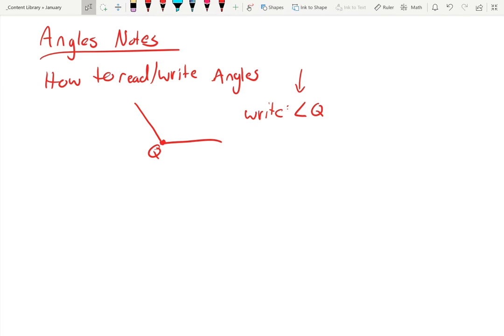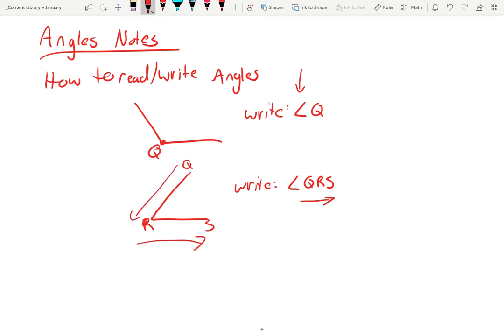But another way you can see an angle presented is with 3 letters. Let me make a generic one. Let's call this one QRS. The way you would write an angle like this is angle QRS, and it's going in a specific order as well. It's indicating, start at Q, go to R, then go to S, so it's between these 2 lines, from Q to R to S.